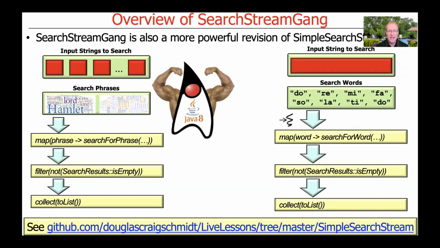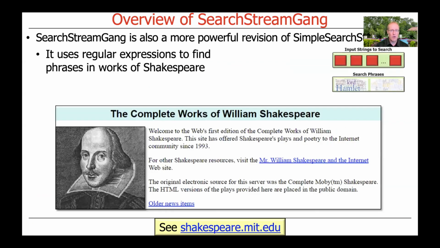So SearchStreamGang is a more powerful version of the simple search stream program that adds a whole bunch of new cool things. And of course, it's also going to look in more interesting text for more interesting phrases than the simple search stream program did. In particular, SearchStreamGang is going to be used to find phrases, famous quotes from the Bard in the works of William Shakespeare. And I'm not quite sure why I always use this as my go-to example of embarrassingly parallel programs, but I'm a big William Shakespeare fan, so you'll just have to bear with me.